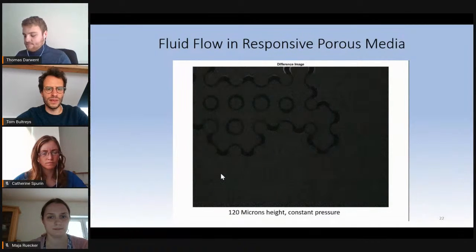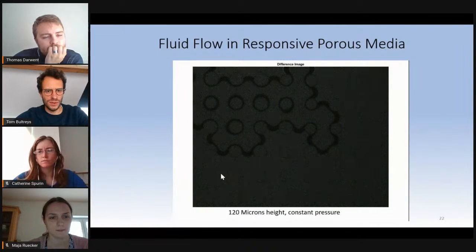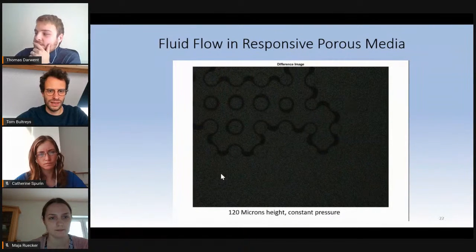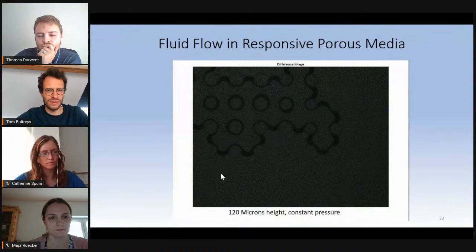But the other thing I was wondering about is that one of the differences in drainage is that in constant pressure, you wouldn't expect Haines jumps, though you can kind of see Haines jumps here, I think. Which might be due to size effects or whatever. But I was wondering if that could be another reason for why you see a difference.